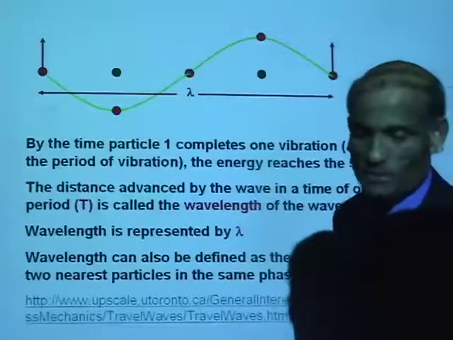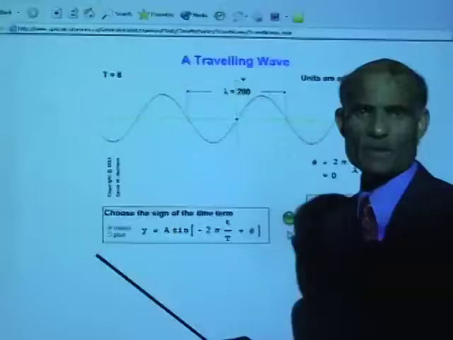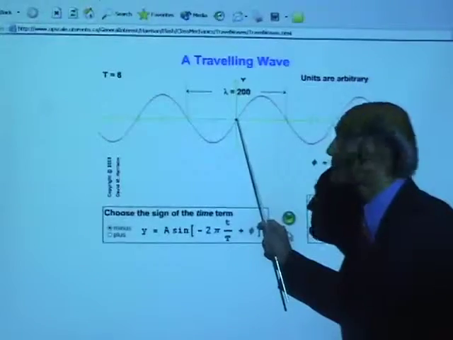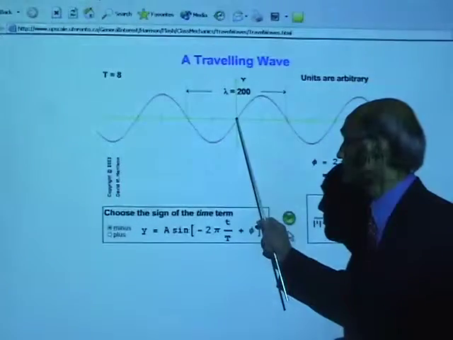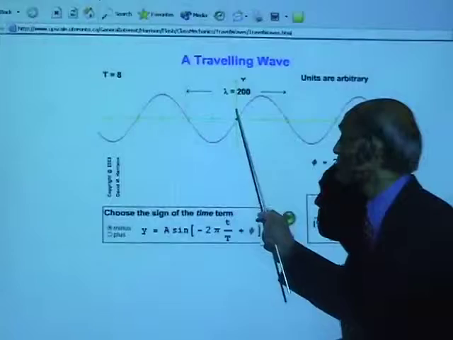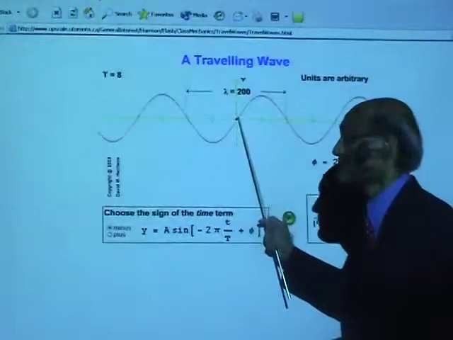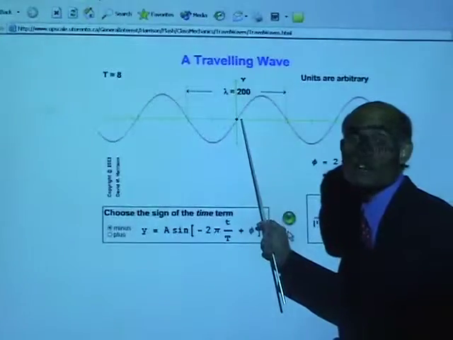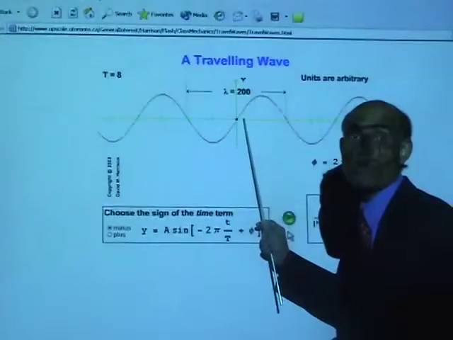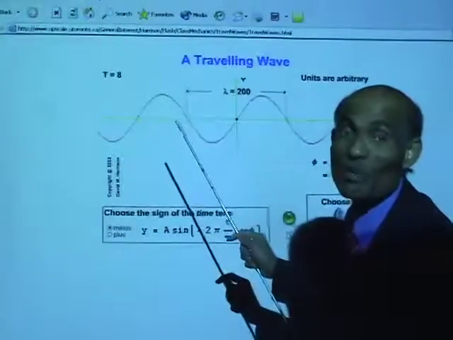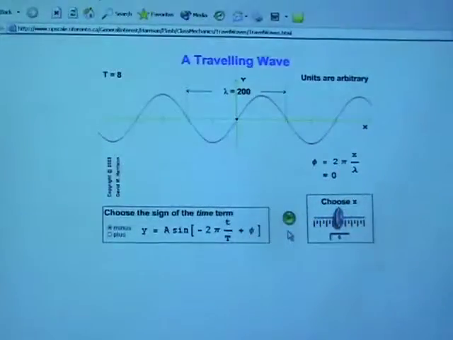Alright, now that is the concept. Let's take a look at this particle. This particle is going to vibrate up and down, and the distance advanced by the energy or the wave during that time will be a wavelength. Now take a look at it when I run it.